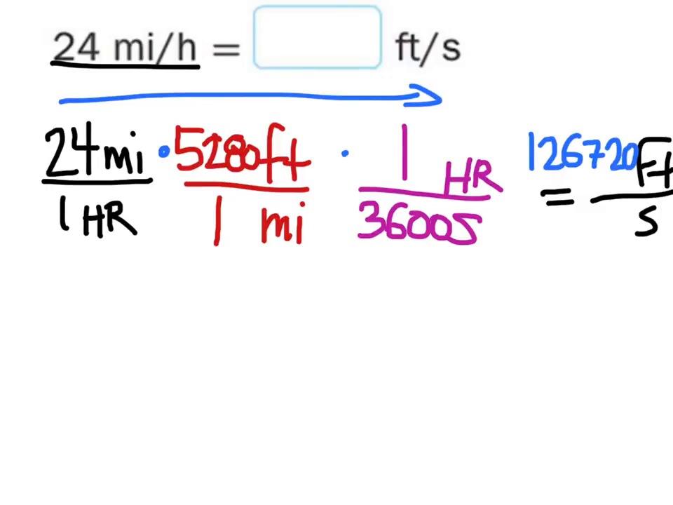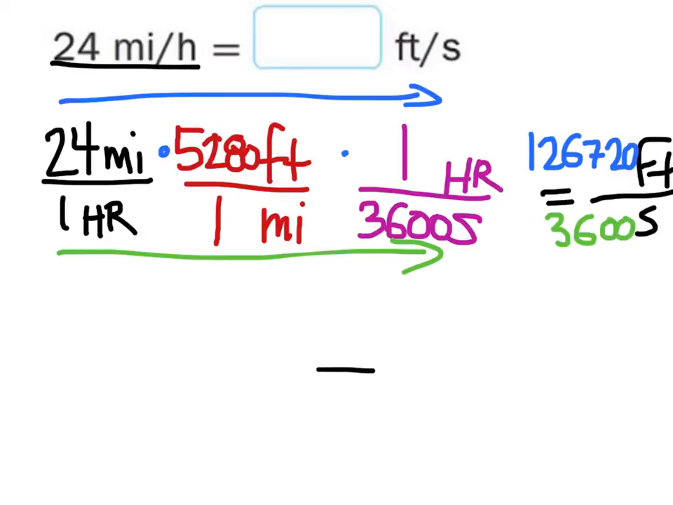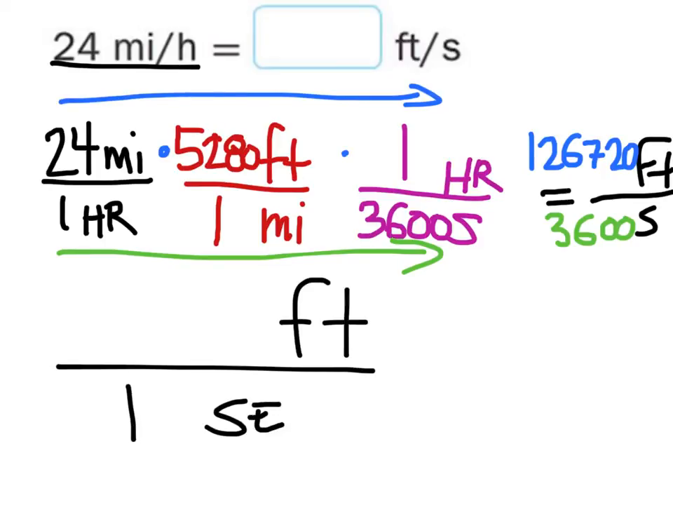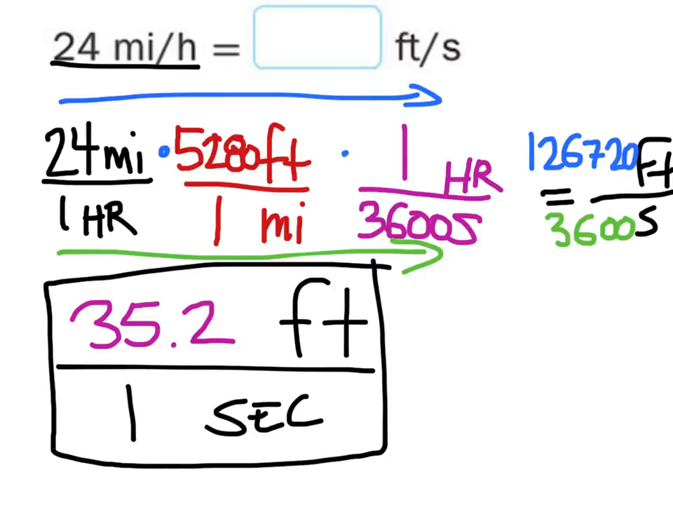Very good. And then we multiply all of the denominators. 1 times 1 times 3,600. 3,600. And I just need to divide those, right? So you've got feet per 1 second. So what's 126,720 divided by 3,600? 35.2. Wow, that was pretty good. So 35.2 feet per second. Done.